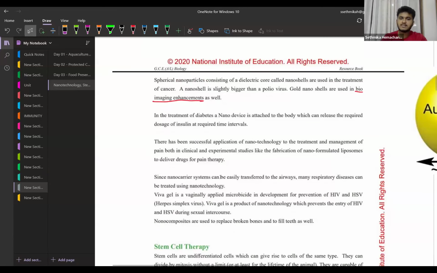Then in the treatment of diabetes, nano devices are used as small sensors. There are nano devices attached to the body which can release the required dosage of insulin at required time intervals, right?